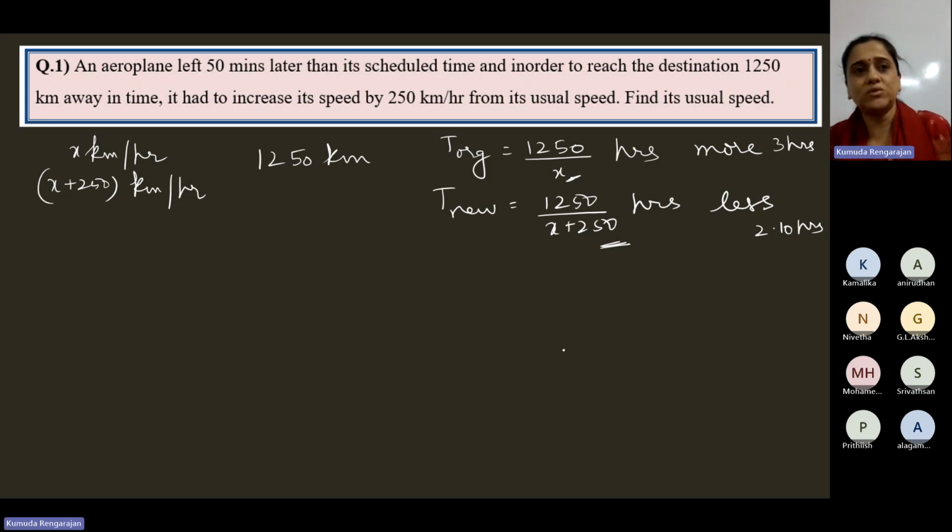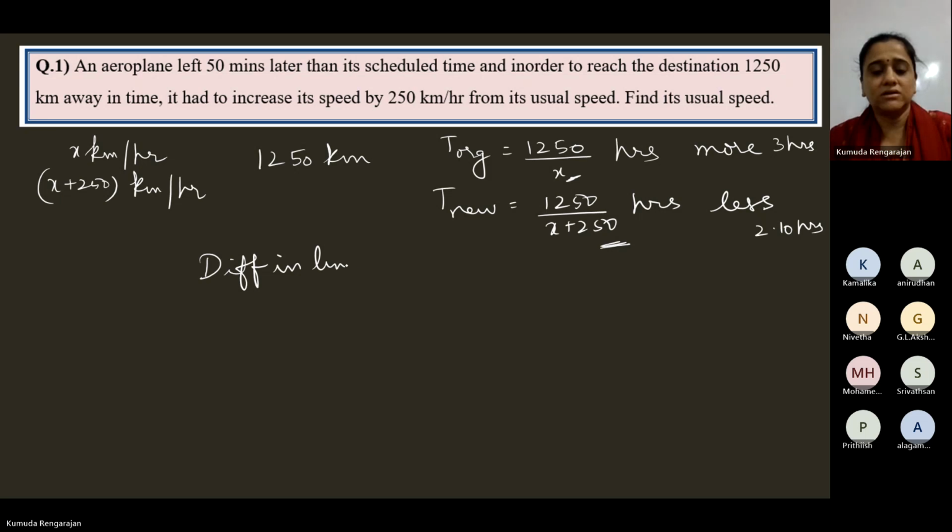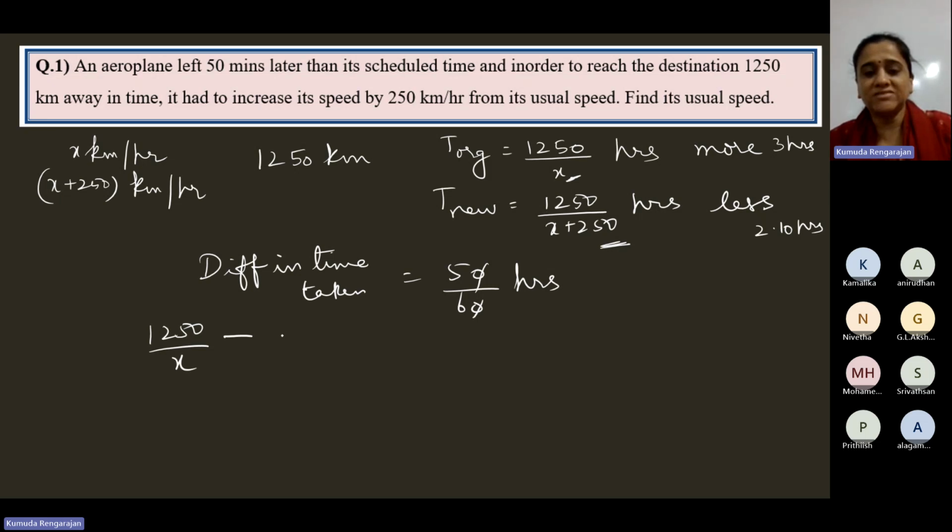So the equation we constructed in words is the difference in time taken. Difference in time taken is equal to 50 minutes, or 50 by 60 hours, 5 by 6 hours. So the difference is more time taken, that is 1250 by x, minus less time taken here, is equal to 5 by 6. So we need to solve this equation and find the value of x.